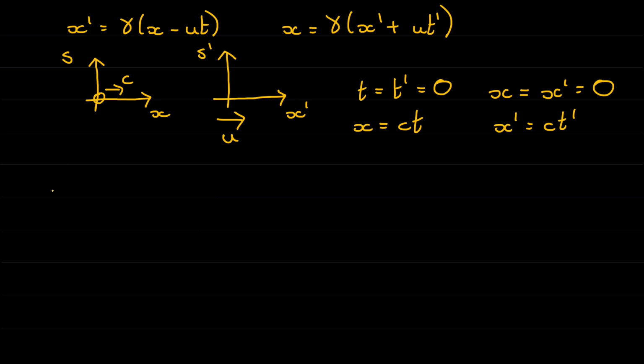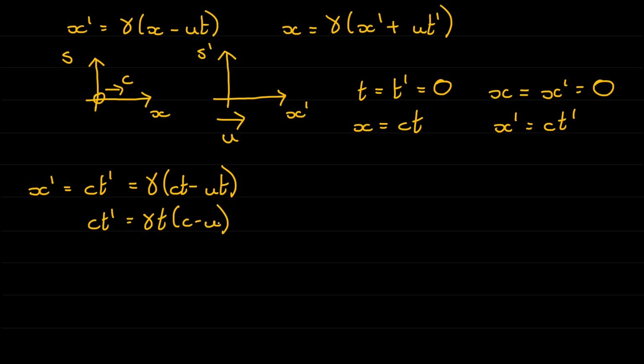So first, into the x prime transformation, we have that x prime equals ct prime, and that's equal to gamma into x, which is ct, minus ut. And then I can simplify things a little bit, so I can say that ct prime is equal to gamma t into c minus u.